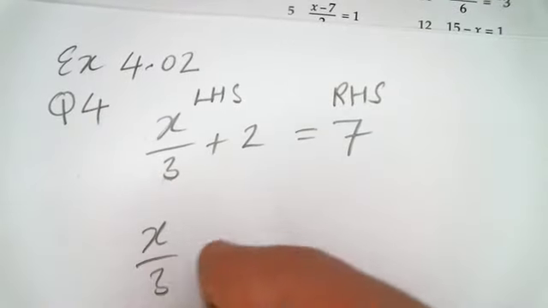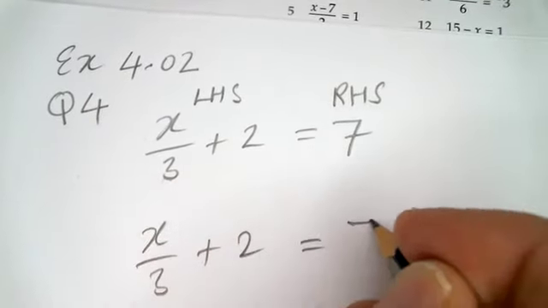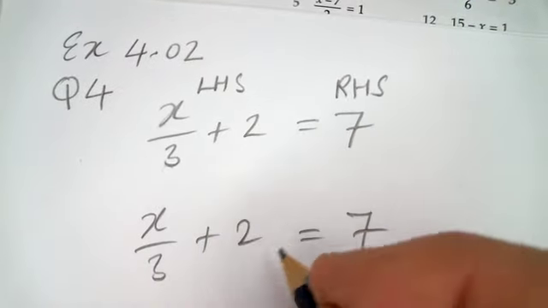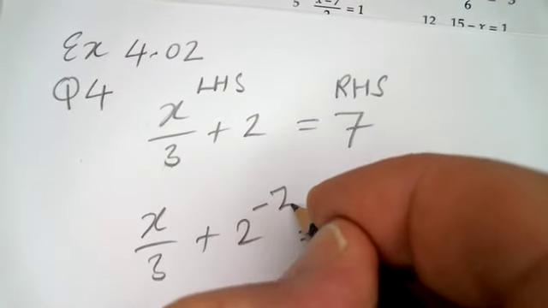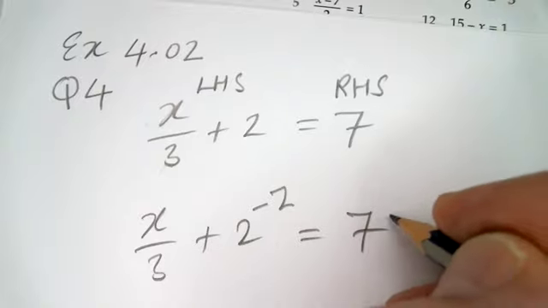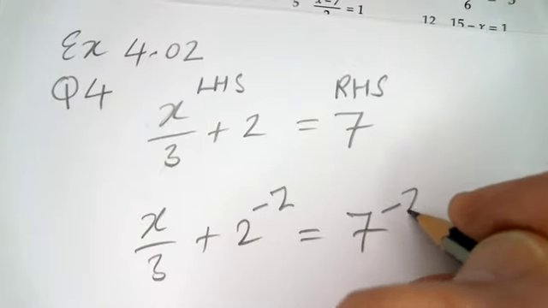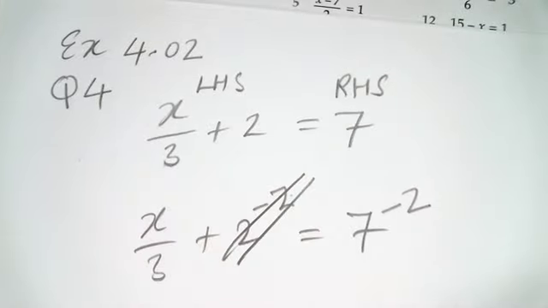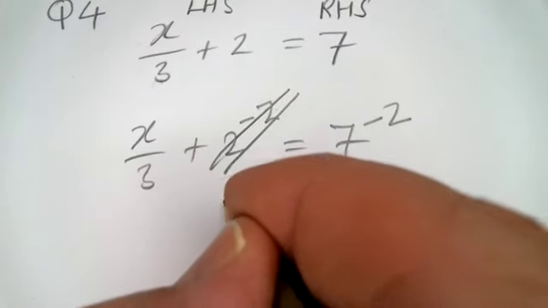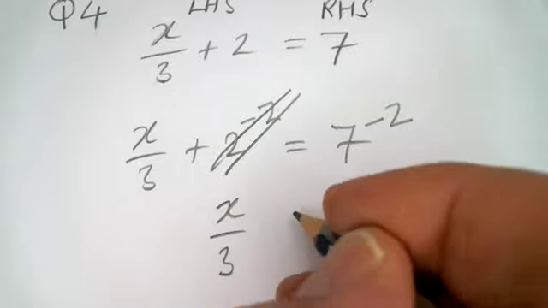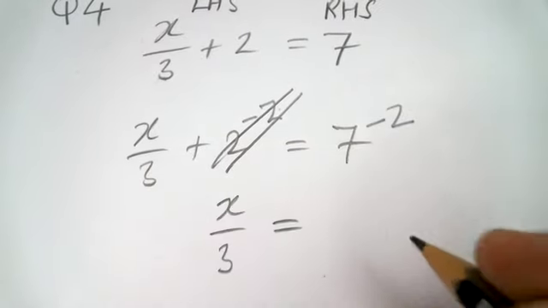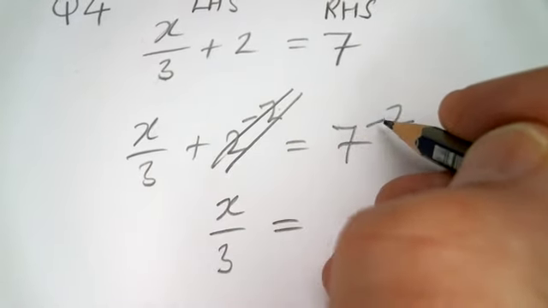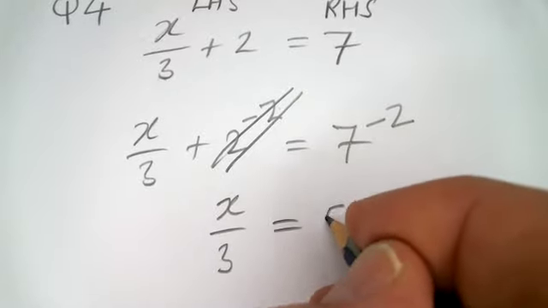So let's restate the problem. I want to get rid of a plus 2. I undo a plus 2 with a minus 2. And I take the 7, I'm going to undo that with a minus 2 as well. So 2 minus 2 is going to be 0, which leaves me on the left-hand side with an x over 3. I'll keep those equals under each other as best I can. 7 minus 2 is 5.